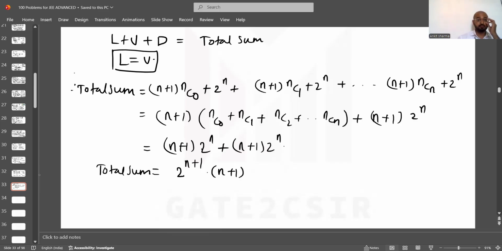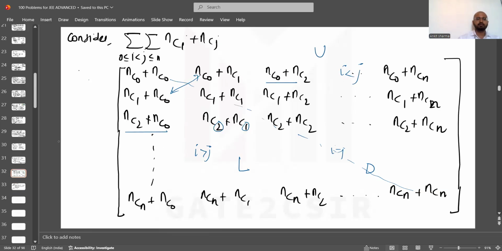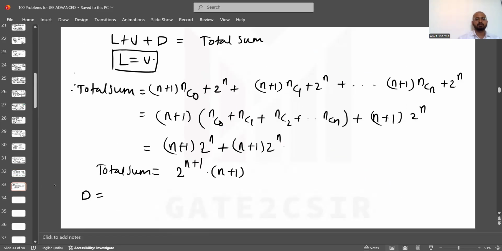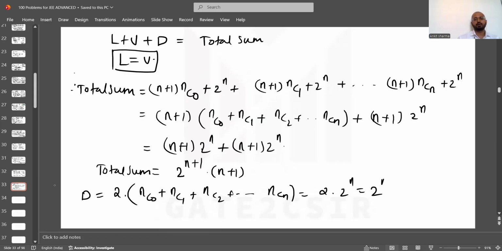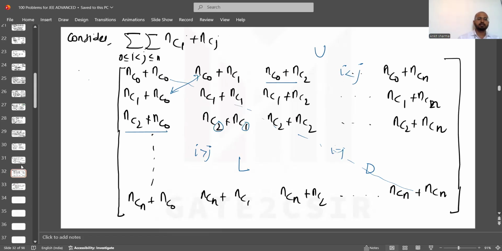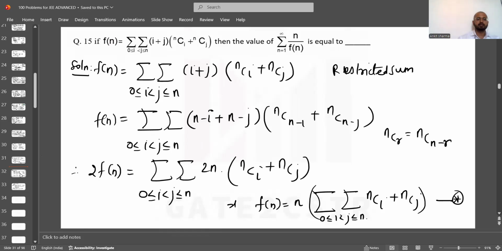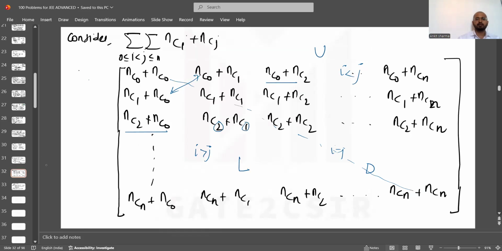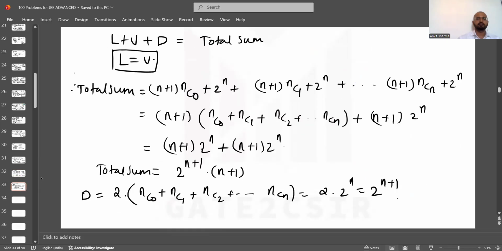And now I need the diagonal. The diagonal is basically everything twice. So 2 times nC0 plus 2 times nC1, which is nothing but 2 times nC0 plus nC1 plus nC2 and so on up to nCn. This turns out to be 2 times 2 power n, which is 2 to the power n plus 1. Now in the question, I need i less than j. i less than j is my upper segment, so I need U basically.